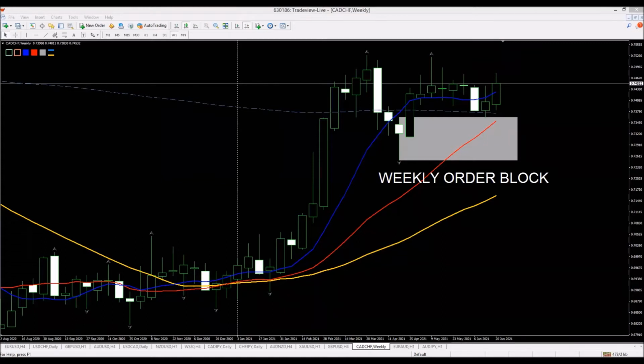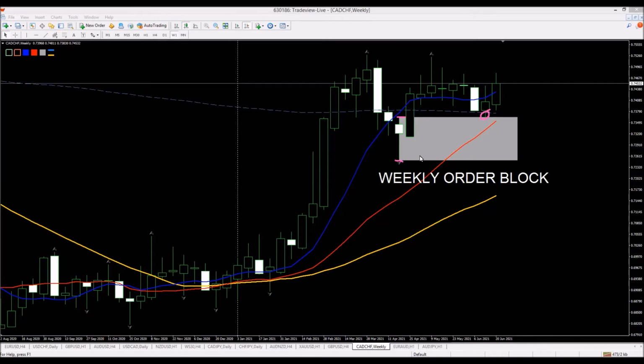Hey guys, this weekly order block got triggered. That's this order block right here. Got triggered over here to the pit.